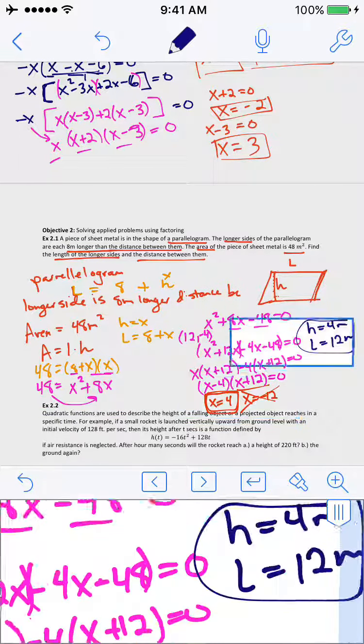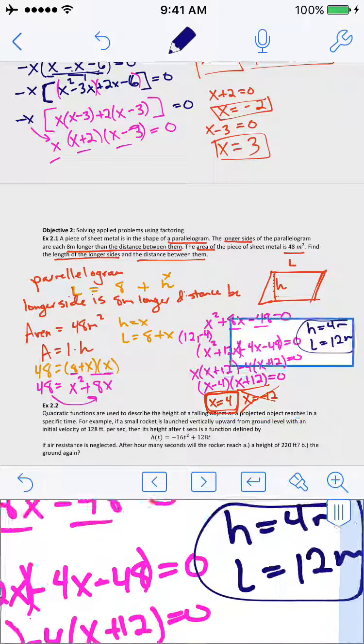Let's do one more. Quadratic functions are used to describe the height of a falling object or a projected object in a specific time. For example, if a small rocket is launched vertically upwards from ground level with an initial velocity of 128 feet per second, then the height after t seconds is defined by h of t is equal to negative 16 t squared plus 128 t, if air resistance is neglected.